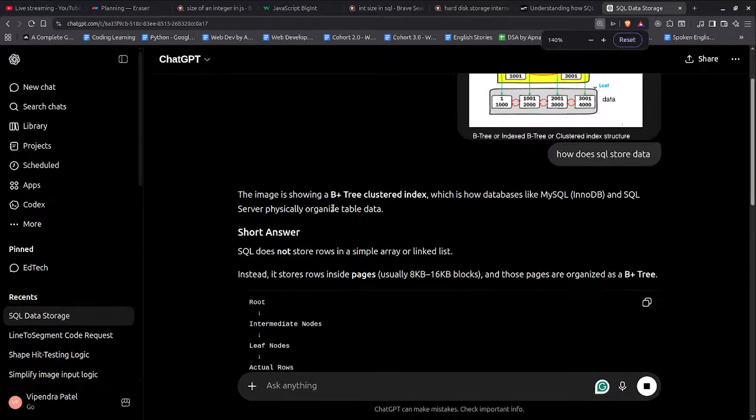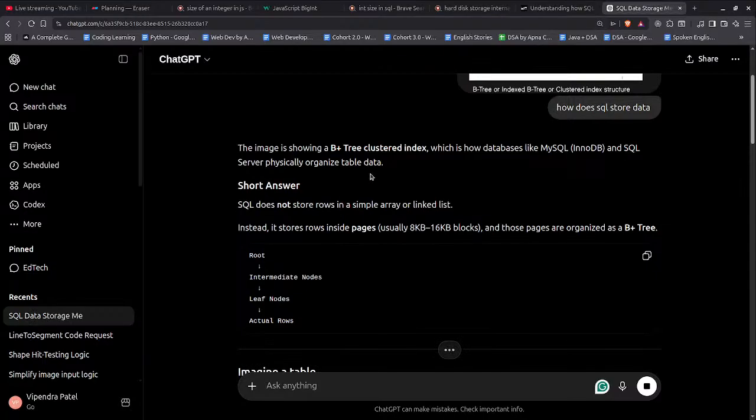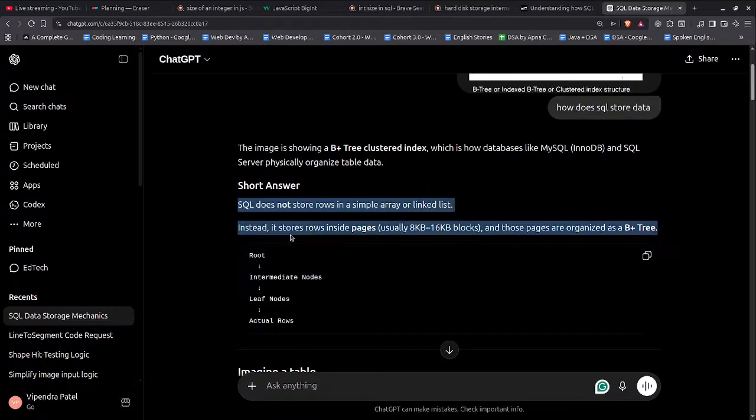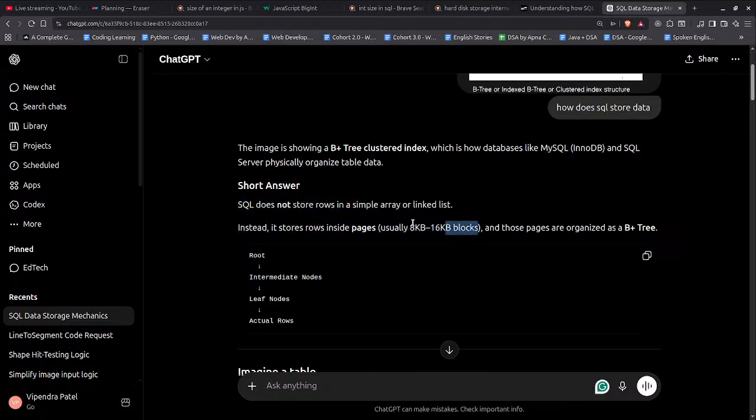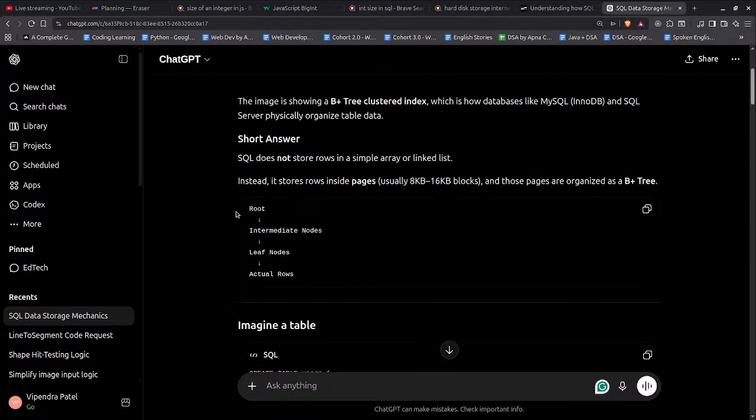Okay, coming back to this, the image is showing a B plus tree structure, a clustered index, which is how databases like MySQL, DB or SQL physically organize the data. Short answer: SQL does not store rows in a simple array or linked list. It stores rows inside pages, usually 8 KB or 16 KB blocks, and those pages are organized in a B plus tree. So root, intermediate, leaf nodes, actual rows.